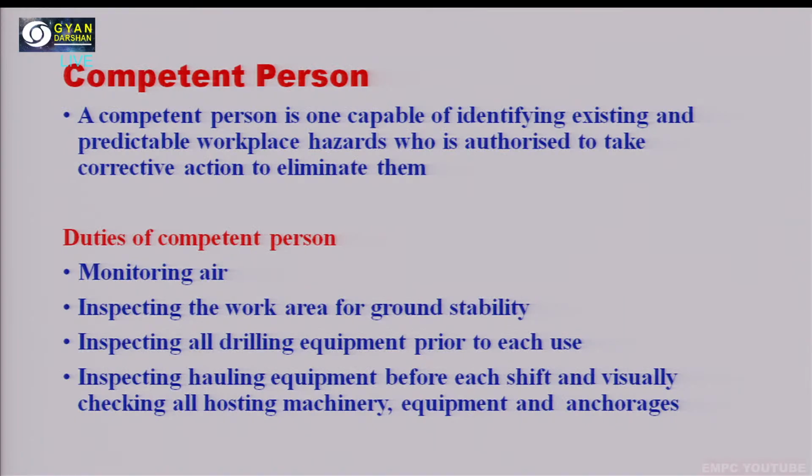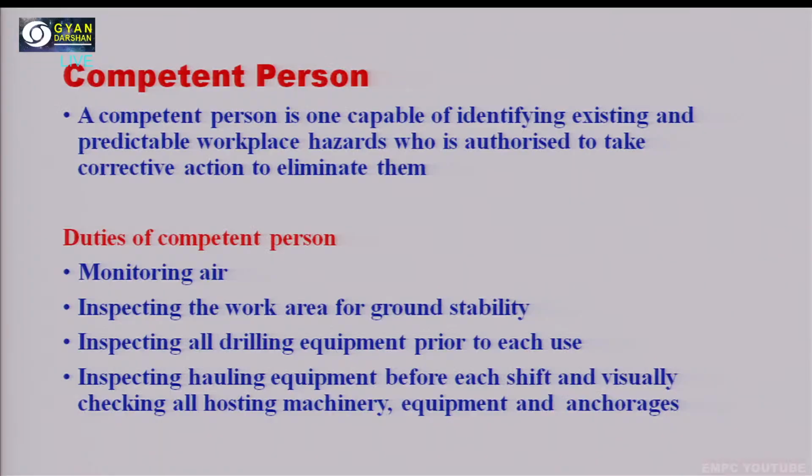Now the question arises: who is the competent person who can supervise or inspect that? A competent person is the one who is capable of identifying the existing and the predictable workplace hazards, and who is authorized to take corrective actions to eliminate them. That means identifying the hazards and also doing the corrective actions to eliminate these hazards. So that authorized person is the competent person. Any worker or any person cannot do that work, basically. He is a trained, knowledgeable person who knows what type of risks are involved and what type of challenges are there in such work.